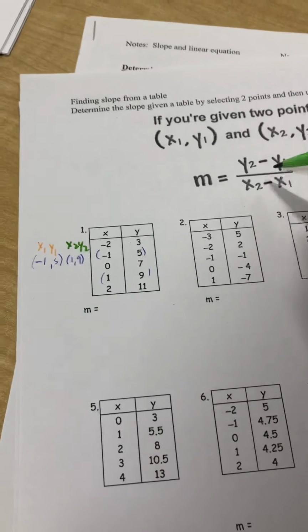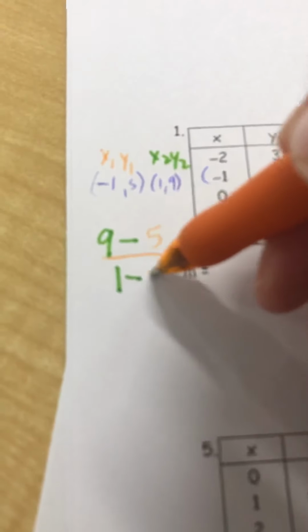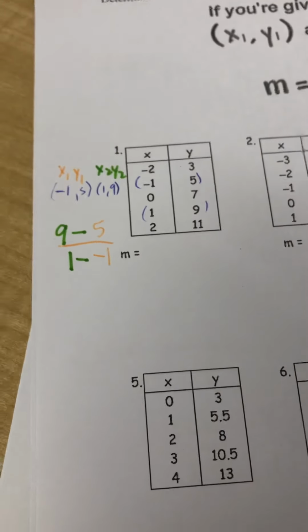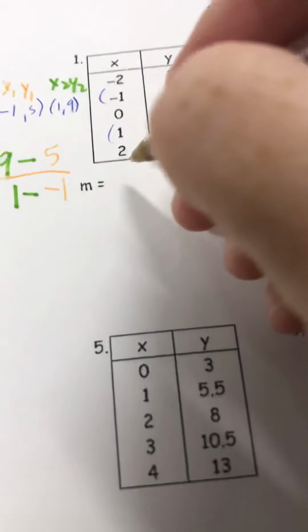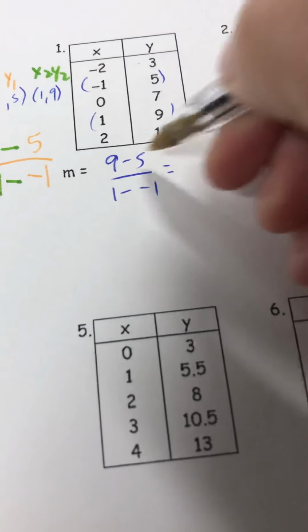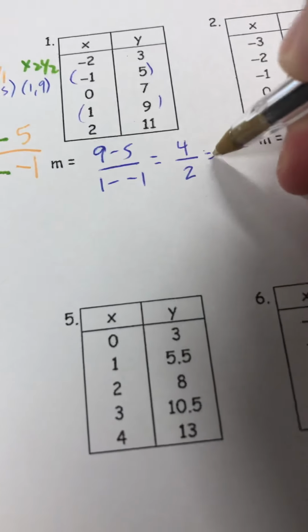The slope is y2 minus y1 over x2 minus x1. So my y2 would be 9 minus my y1, which is 5, over my x2, which is 1, minus my x1, which is -1. Just make sure that you have it all together. Sorry, 9 minus 5 over 1 minus negative 1. So right here we know 9 minus 5 is 4, and 1 minus negative 1 is 2, and so 4 divided by 2 is 2.